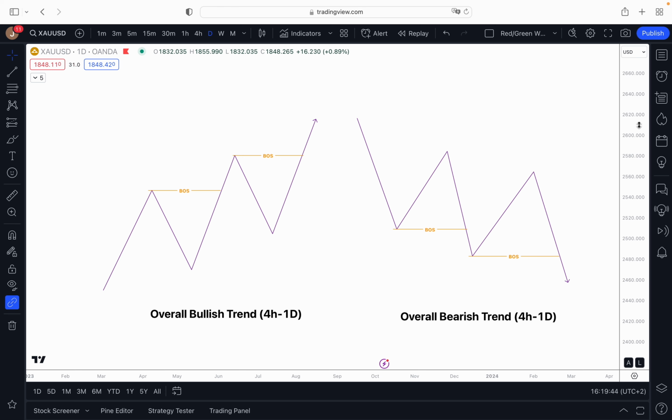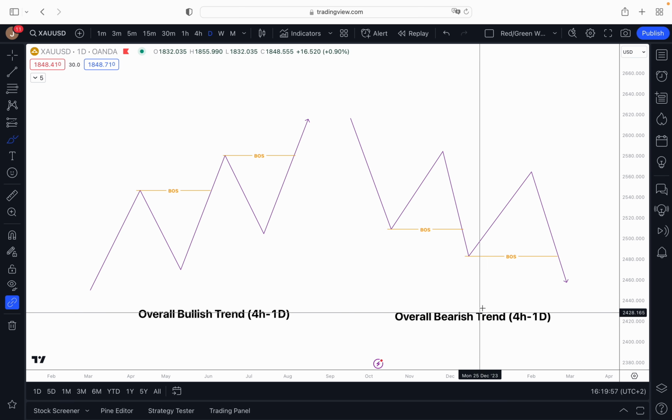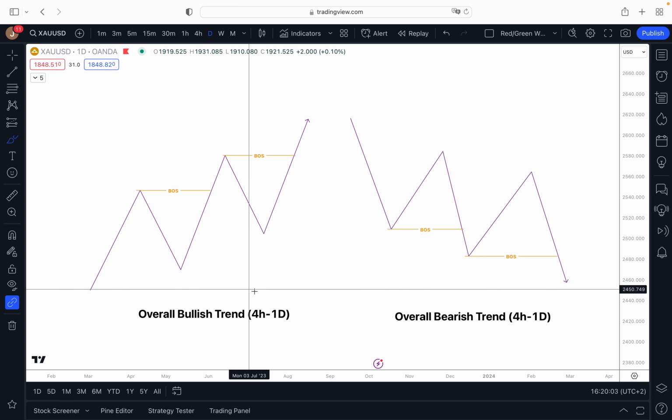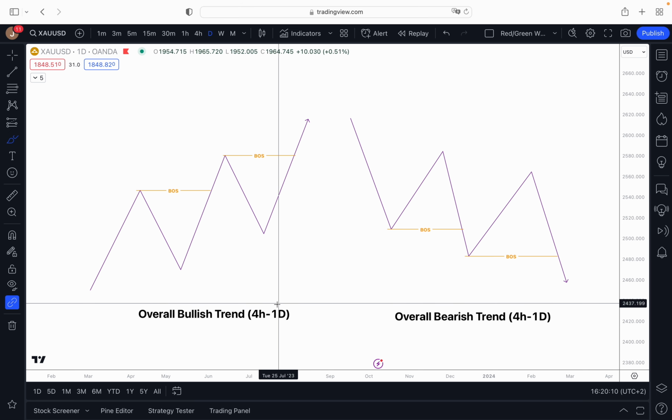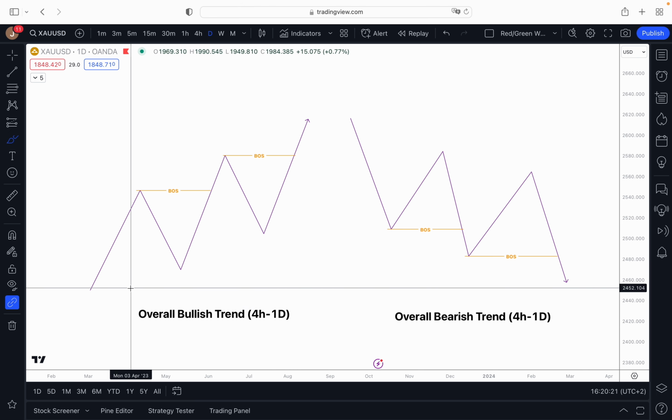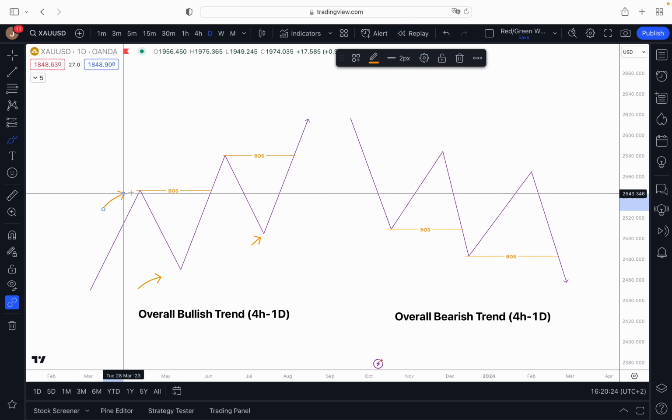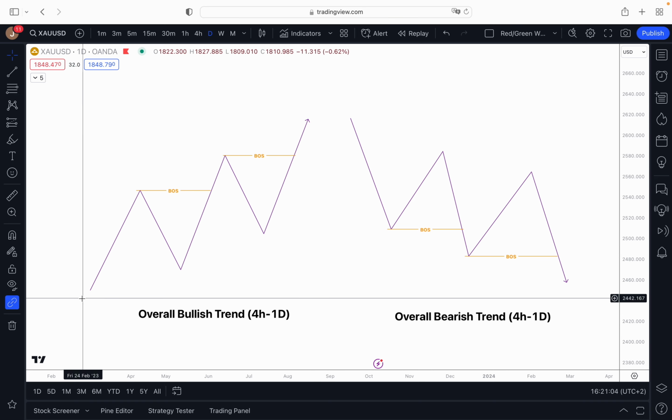As you can see, this is the structure which every trading beginner is learning. We have the bullish trend and the bearish trend. For the overall trend, you want to analyze the charts on the minimum 4-hourly time frame or on the daily time frame. On the bullish trend, we have higher lows and higher highs. I will also explain it in detail.